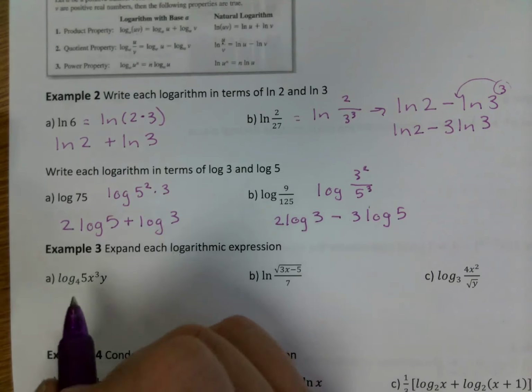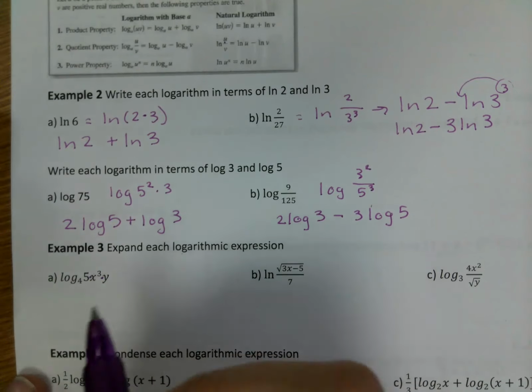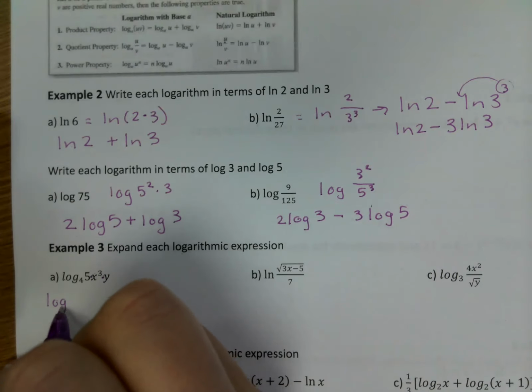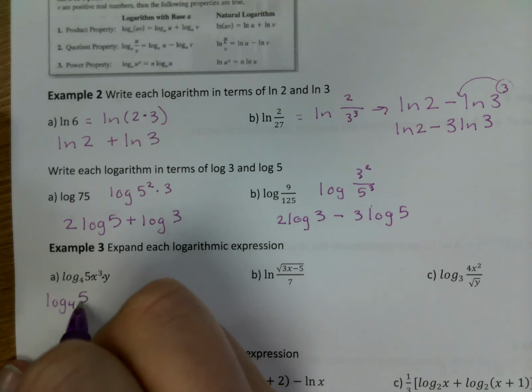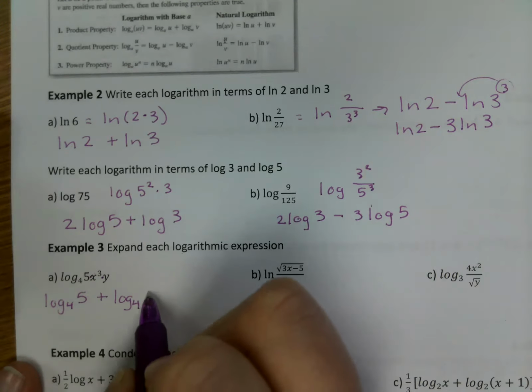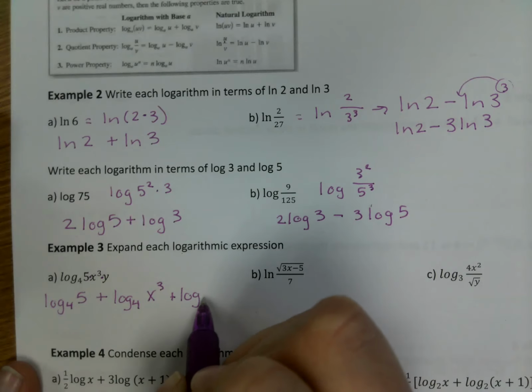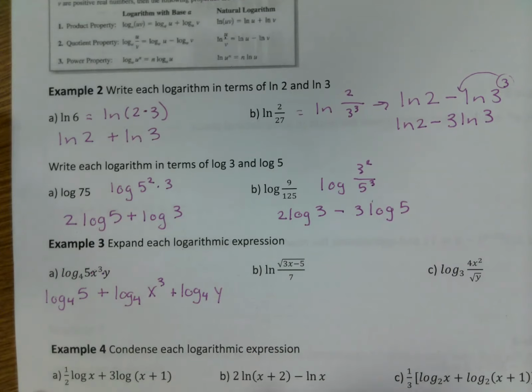So when I'm expanding, I'm looking to see where's the multiplication or division. Where's the power? So in between each multiplication, I'm going to have an adding. Notice how I'm writing my log base 4 for each one. If you forget that log base 4, that would be a point off. So make sure you pay attention to fine detail.